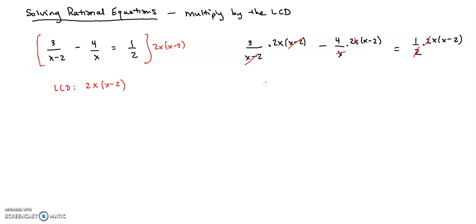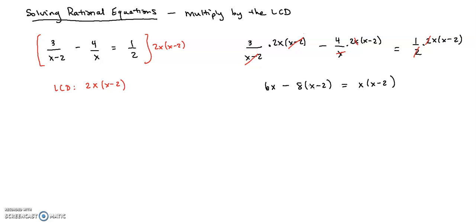What we're left with here is 6x minus, I've got 4 times 2 times x minus 2. So I'm going to have 8x minus 2. I'm going to distribute that in 2 steps. And then here I've got 1 times x, so I've just got x, x minus 2.